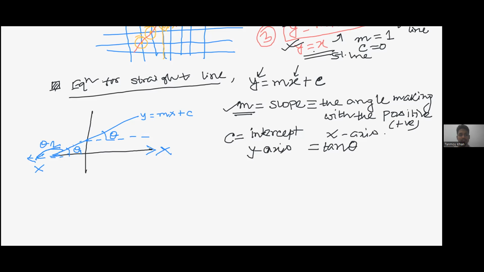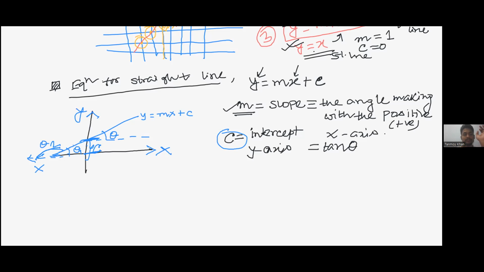This is making an angle with the negative x-axis. Okay, so that is what I am trying to tell. And the other thing is the intercept. Intercept, what I said, it is the point where it is cutting the y-axis. So this means this is the c, from this point to this point.